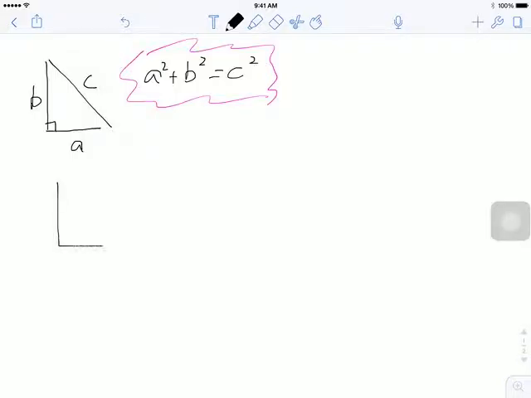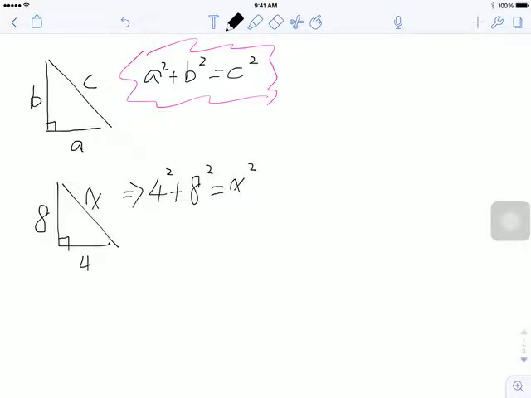In the question, we already know two legs' values. The value of leg A is 4, the value of leg B is 8, and we need to solve for our hypotenuse C, which we mark X here. After that, we put all our values into the Pythagorean theorem. So it will be a squared, here we put 4 squared, plus b squared, which is 8 squared, equals x squared.